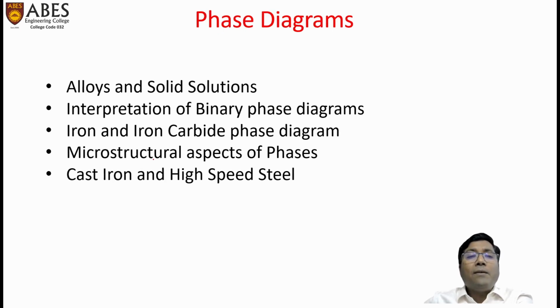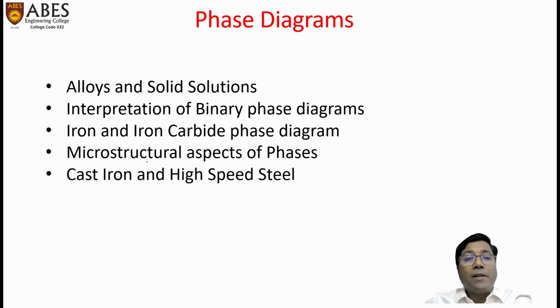Unit 2 has the topics alloys and solid solutions. What are alloys? What are solid solutions? Difference between alloys and solid solutions. Interpretation of binary phase diagrams. What exactly phase diagrams are, the components and terms associated with it. We'll go through it, and the interpretation of binary phase diagrams, especially the isomorphous systems and also the eutectic systems like the lead-tin system.